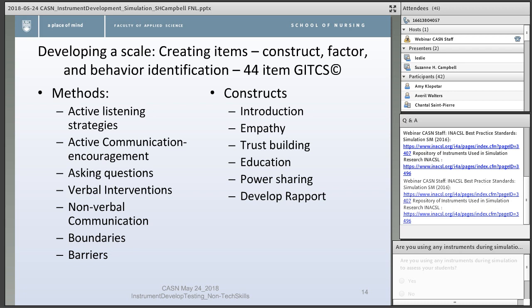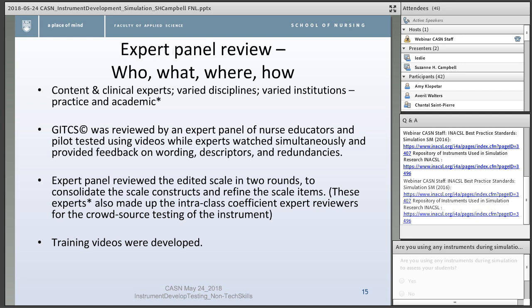So this is how we developed the scale that we went on to test. We came up with 44 items, and as I mentioned previously, combined the methods we thought were important in the actual action of developing a therapeutic relationship with the constructs we identified as being important: introducing oneself, being empathetic, building trust, educating while you were going, power sharing, which would include mutual goal setting, and developing rapport with the patient. And that to us was really a sense of our construct of therapeutic relationship.